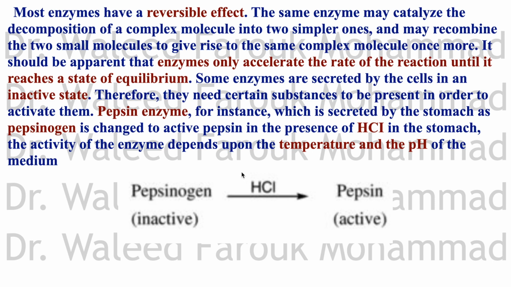Now, the activity of the enzyme depends upon temperature and pH of the medium. Please remember this. So what affects the action of the enzyme? Temperature and pH of the medium the enzyme is in. Okay, so this is an idea about the action of enzymes, how they interact with substances, and what affects their action.